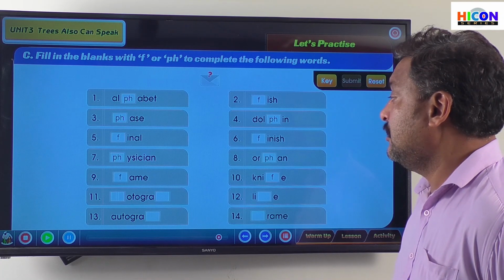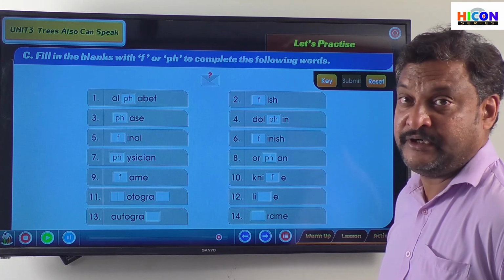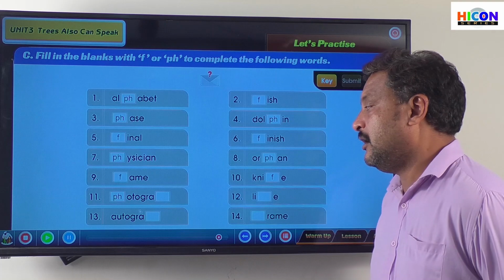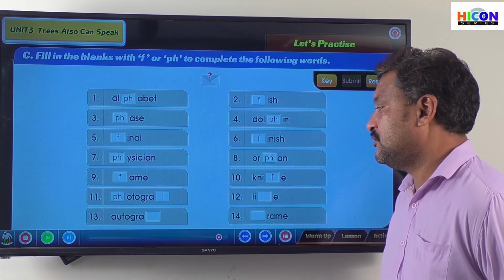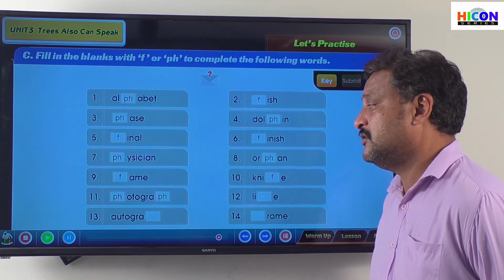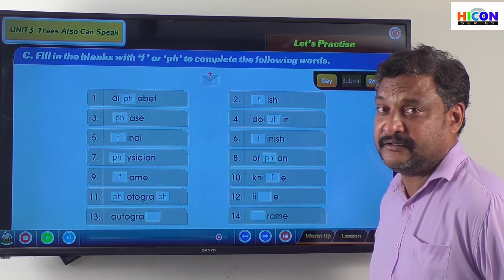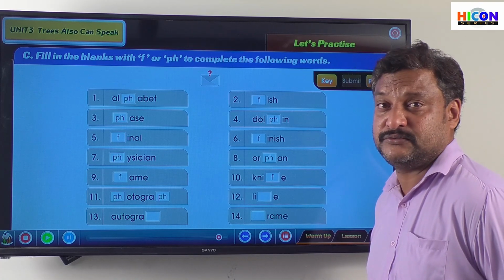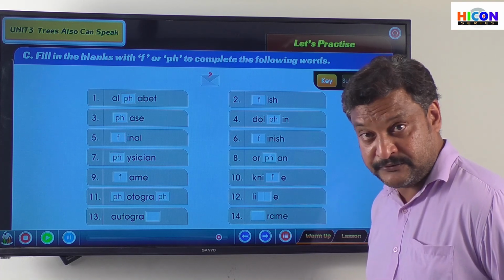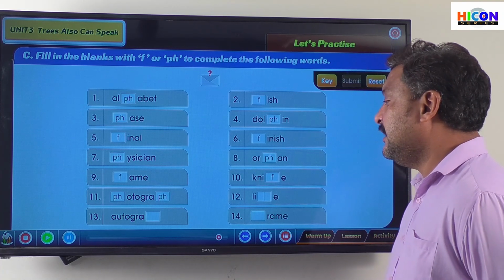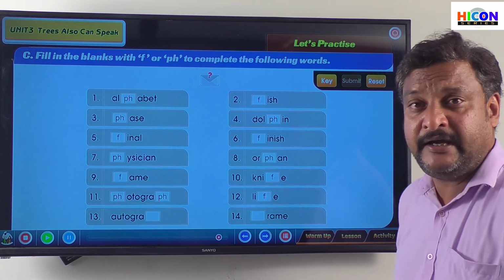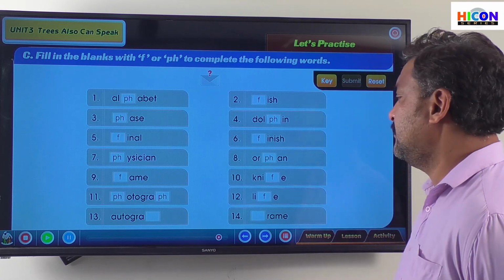Eleventh. Dash O-T-O-G-R-A. Yeah, photograph. P-H-O-T-O-G-R-A-P-H, photograph. So it starts with P-H, and ends with P-H. Because in photograph, the first sound is fo, and the last, graph, is fo again, isn't it? Yes. L-I-F-E, life. L-I-F-E, life.